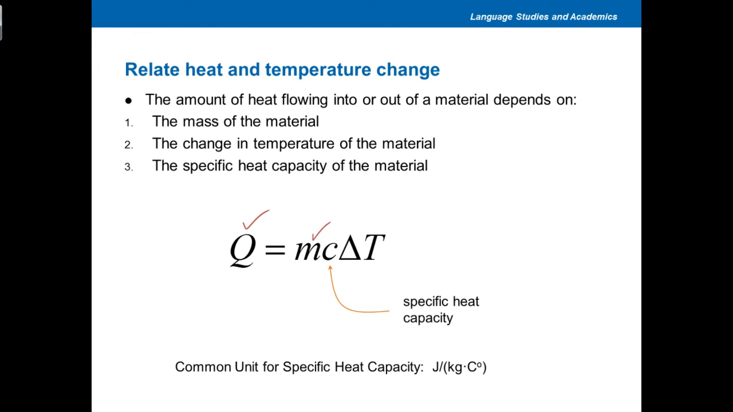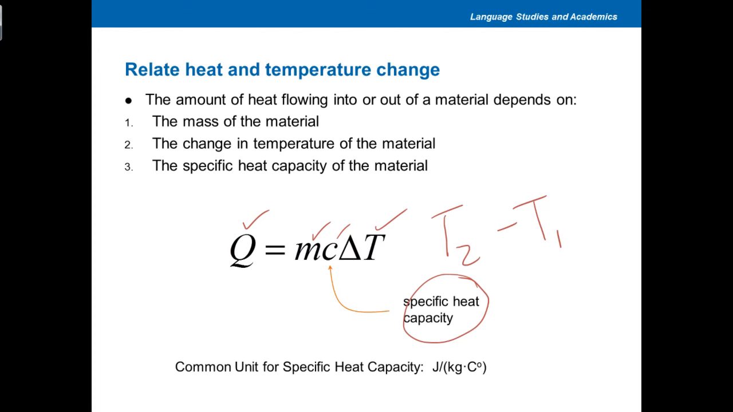We have M for mass, how much of the substance you have, and C, the specific heat capacity, and then of course our measurement of this, the change in temperature. And remember, delta T is T2 minus T1. That's a change in temperature.